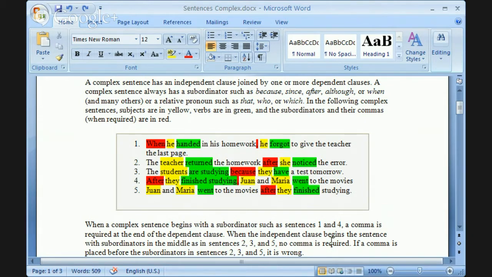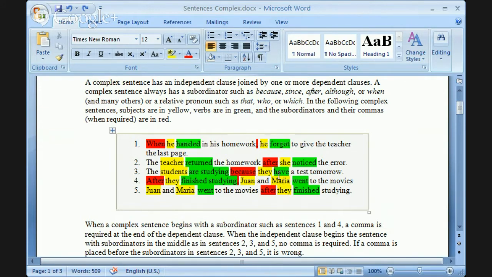Okay, looking at these examples. When he handed in his homework, comma. Okay, that's because we have a dependent clause first. We need a comma here in order for it to make sense, because if I just said when he handed in his homework, it doesn't make sense. It's not a true sentence. It's not an independent clause. When he handed in his homework, he forgot to give the teacher the last page. Okay.